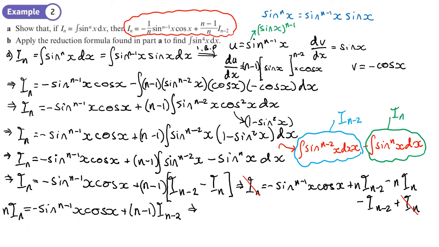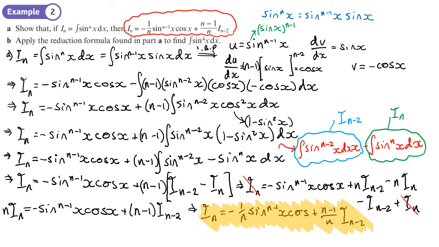The last step is just to divide both sides by n, and I will get I sub n equals negative 1 over n sine, I keep writing cos, it's sine n minus 1 x cos x, and then plus n minus 1 divided by n times I sub n minus 2. So we get what they want, as required. So just write that down as required, and then we'll move on to part B.